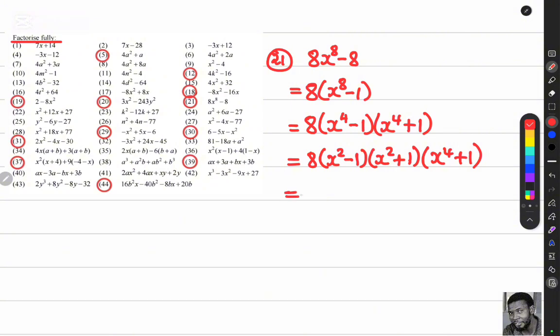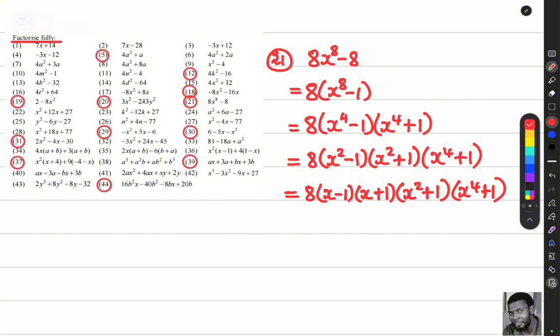Furthermore, you're still going to have the difference of 2 squares there. That will be 8 times (x minus 1), (x plus 1), (x squared plus 1), (x to the power 4 plus 1). That's that, guys.